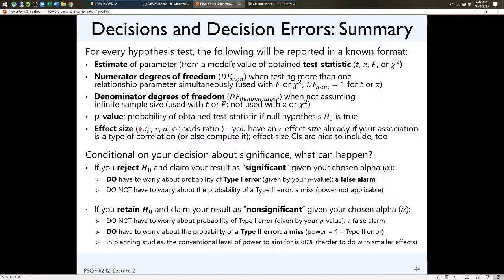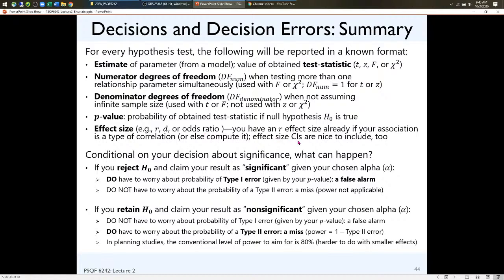Your test statistic is going to give you a p-value that should also be reported, the probability of observing a result as extreme as what you did if the null hypothesis were true. And finally, an effect size. If you're doing a correlation analysis, the R correlation is the effect size. If you're doing something like a Pearson chi-square for contingency tables of categorical variables, you have to back translate that test statistic into an effect size of some kind, such as an R, a risk ratio, or an odds ratio.